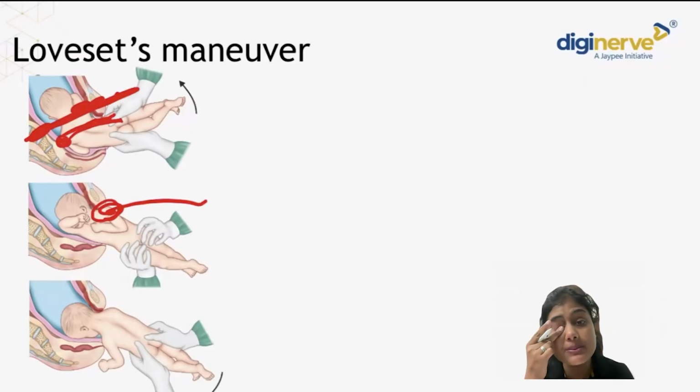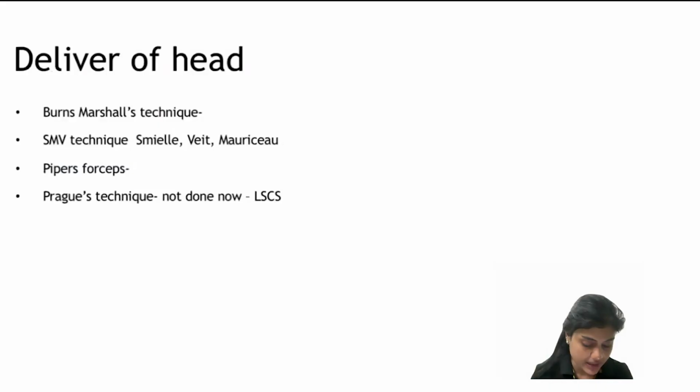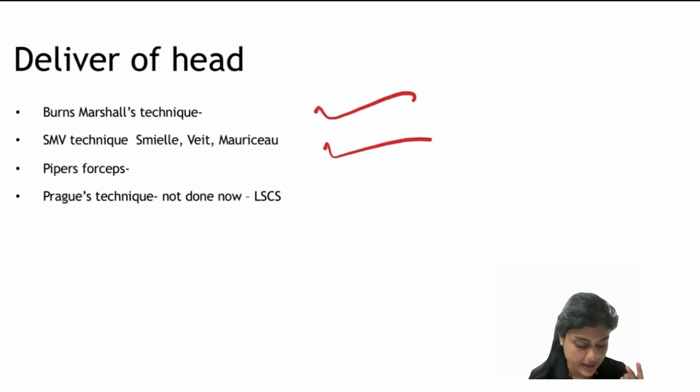So the basic principle here remains that the sacral promontory is much higher compared to the pubic symphysis, and the posterior shoulder would have crossed below the pubic symphysis. So when we rotate it, it will come down below the pubic symphysis, okay, and then you will deliver the head. So delivery of the head is the most complicated of all. So here you will require multiple maneuvers, as we have three most important maneuvers, that is your Burns-Marshall, Mauriceau Smellie Veit, and your Piper's forceps.